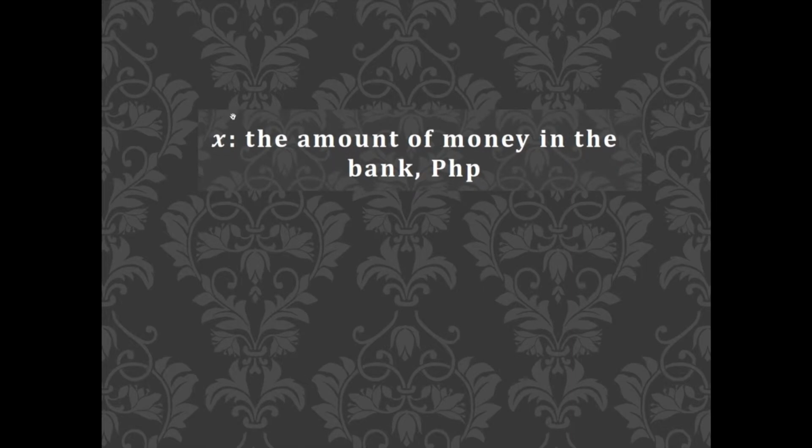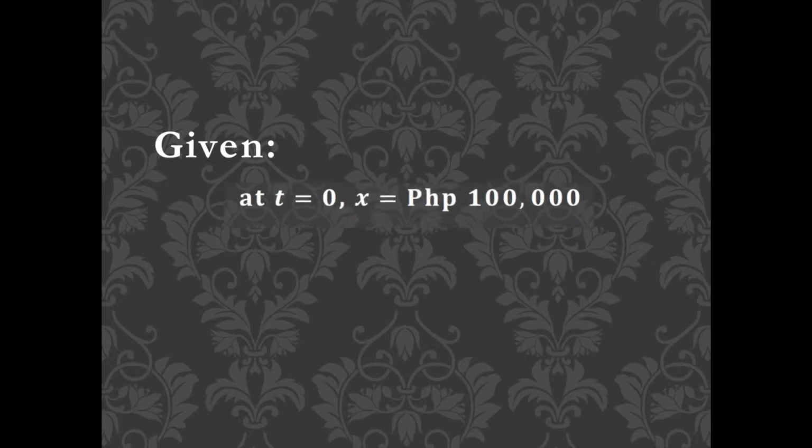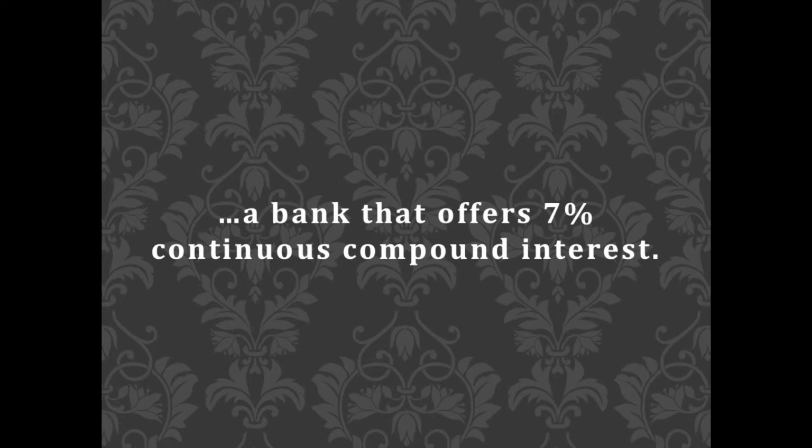To solve this problem, let us first name our variables. Let x represent the amount of money in the bank, t for the length of time that the money is in the bank. Reading the problem might help us establish the important details needed. In the first sentence, it is implied that the initial amount of money in the bank is 100,000 pesos. That means that at t equals 0, x equals 100,000. Then, we are asked to find x at t equals 5 years. Also, we are told that it was a 7% continuous compound interest.